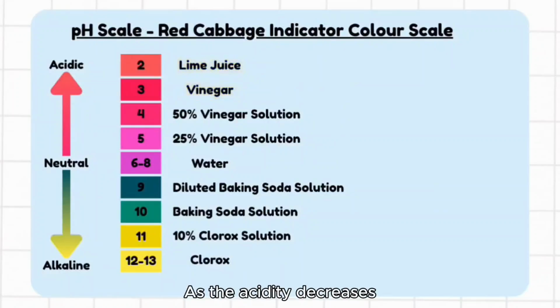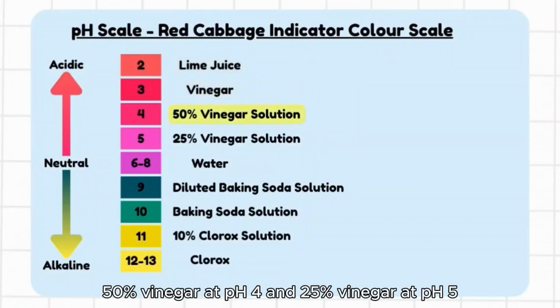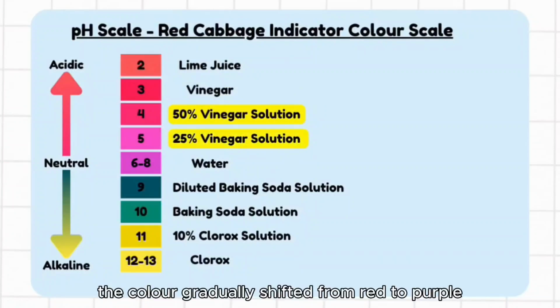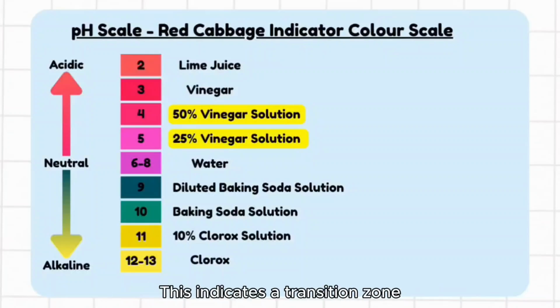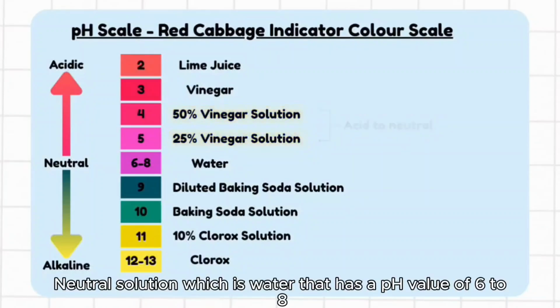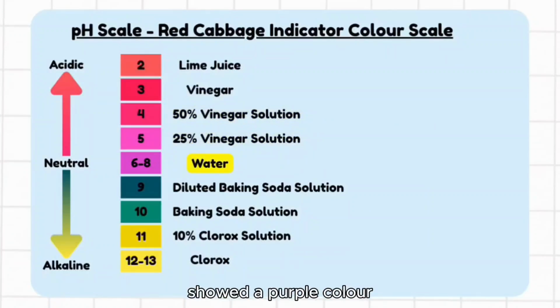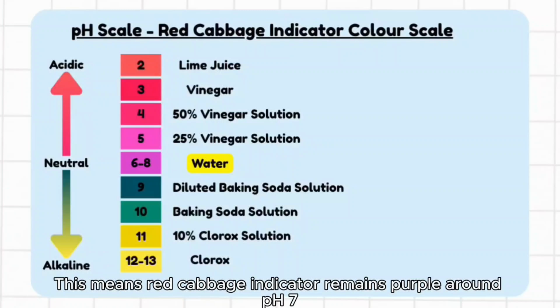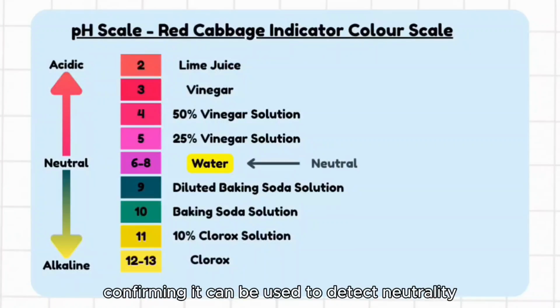As the acidity decreases, for example, 50% vinegar at pH 4 and 25% vinegar at pH 5, the color gradually shifted from red to purple. This indicates a transition zone between acidic and neutral conditions. Neutral solution, which is water that has a pH value of 6 to 8, showed a purple color. This means red cabbage indicator remains purple around pH 7, confirming it can be used to detect neutrality.